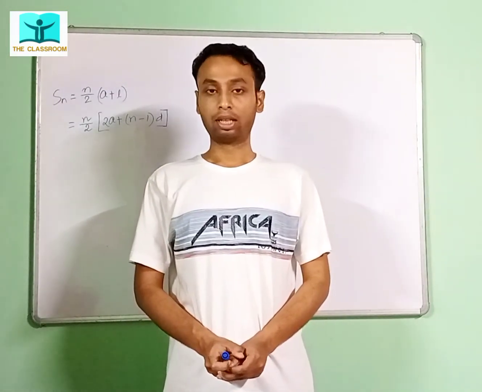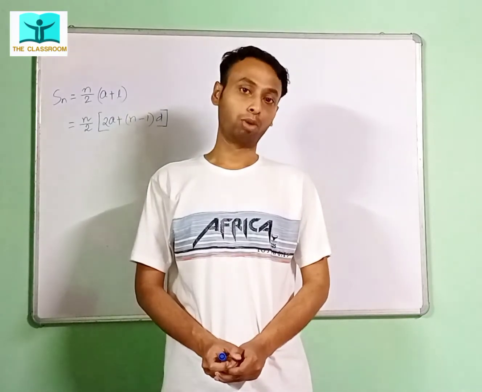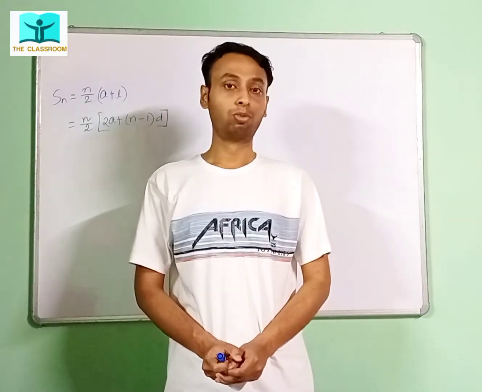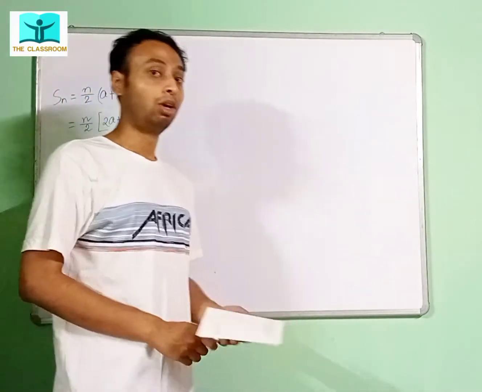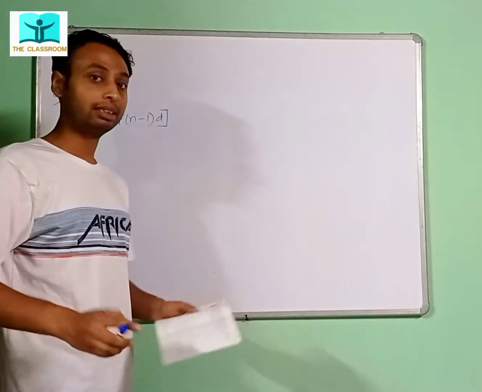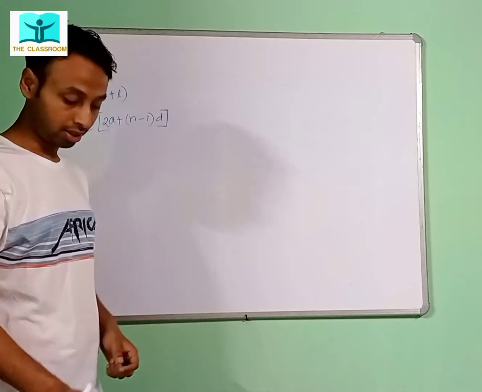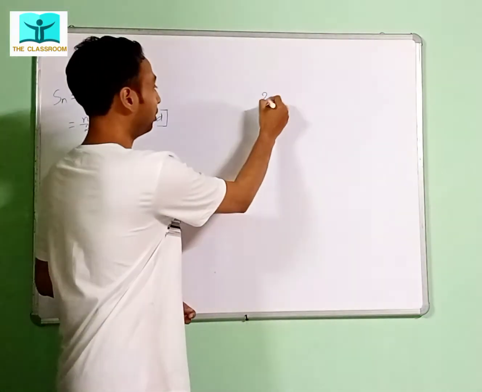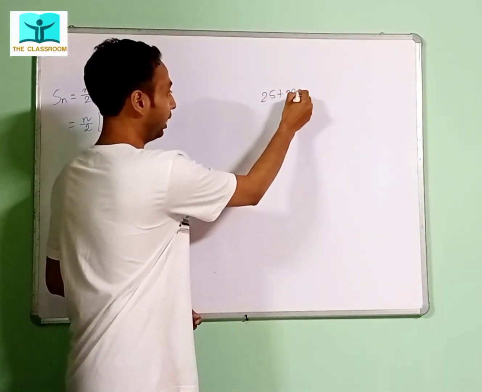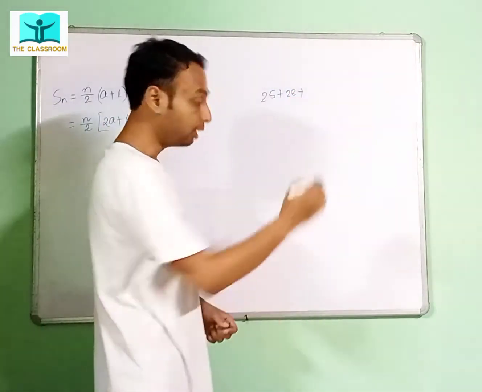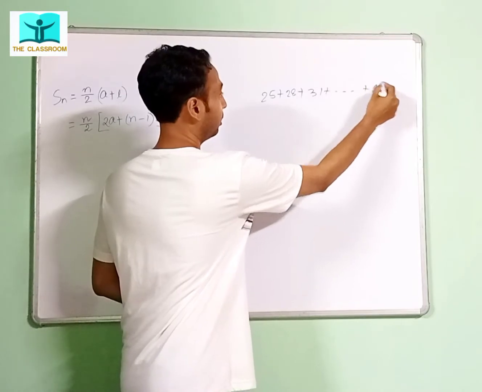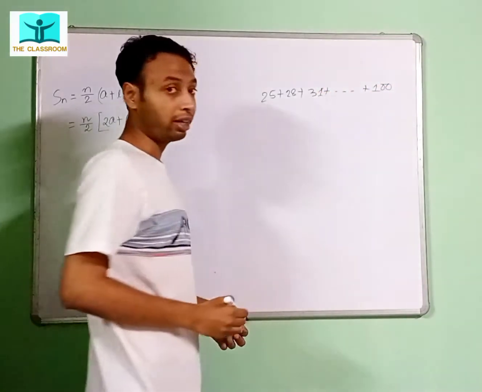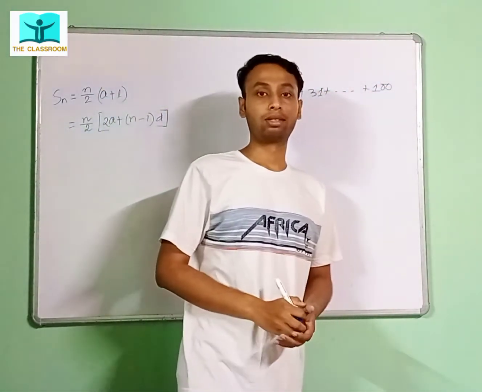Using these two formulas, I will solve three different types of problems. Let's solve the first problem. The first problem is: find the sum of a sequence. And what is the sequence? The sequence is 25 plus 28 plus 31, and so on, up to 100. You have to find the sum of this sequence.